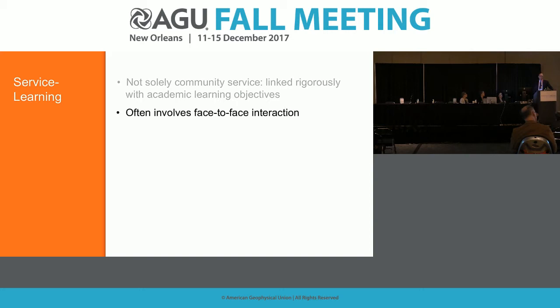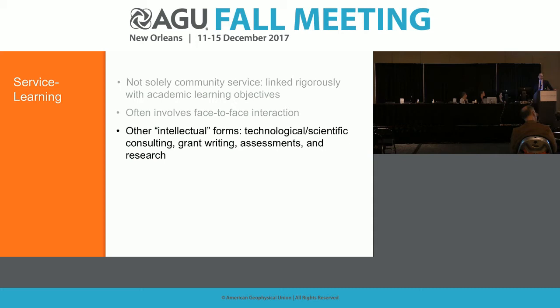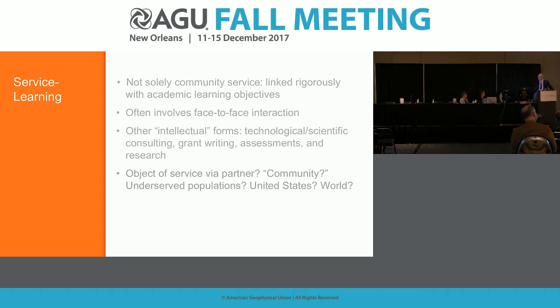But there are also more overtly intellectual forms of service learning, which include things like technological and scientific consulting, grant writing. We have a huge program at Bentley University that has brought in tens of thousands of dollars for community centers through grant writing, students doing the work, and then also research. So in asking this question, we have to figure out who the community partner is and what we mean by that. Is it a defined community that's local? Is it an underserved population that we just mentioned? Is it more broadly the United States, worldwide? It can be any of them, but it has to be contextualized for the student if you want them to get a basic understanding of who they're working for.